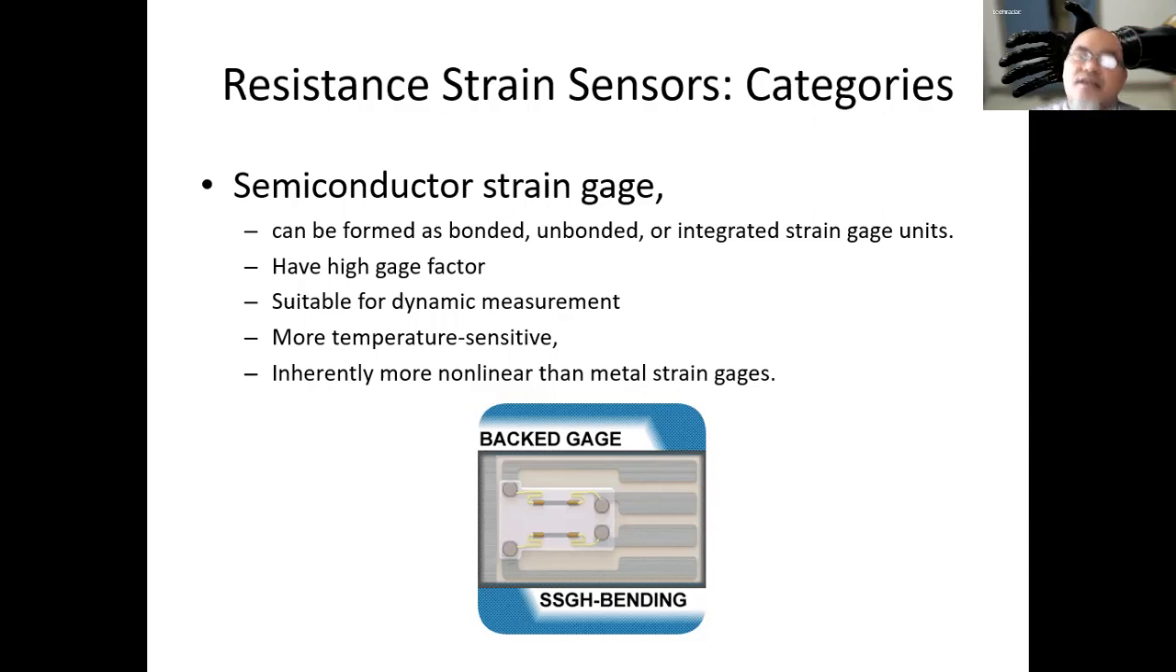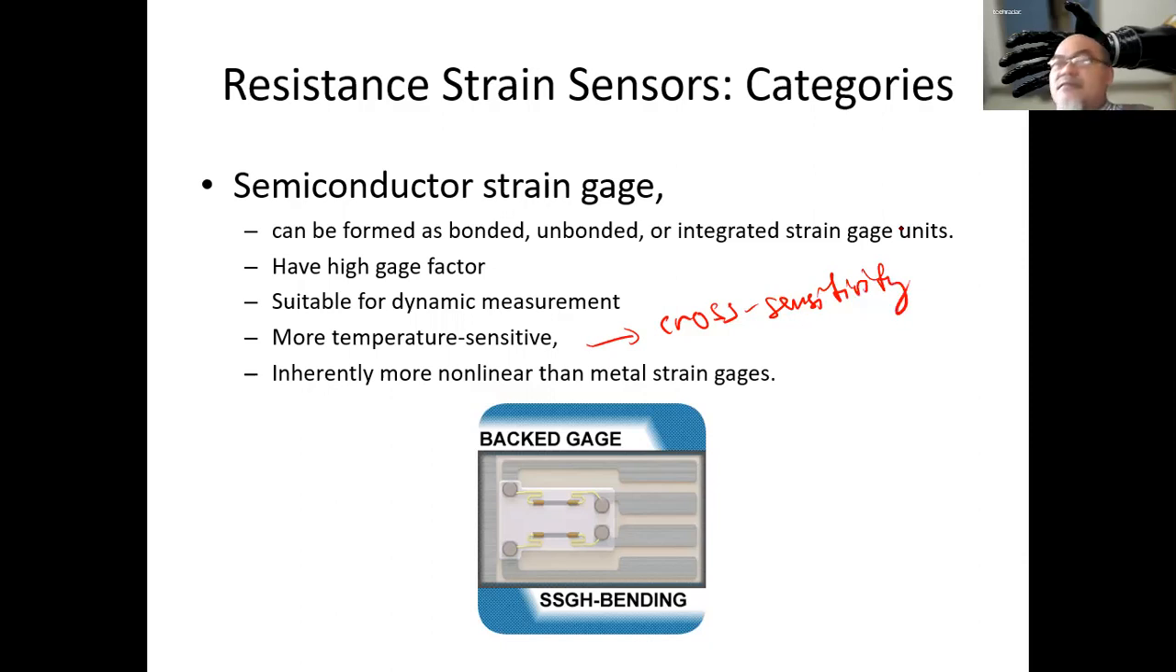And the semiconductor strain gauge is suitable for dynamic measurement. However, the drawback is that it is more temperature sensitive. It is also sensitive towards temperature. If a sensor has sensitivity towards several variables or parameters, we say that sensor has cross sensitivity. So this is cross sensitivity towards temperature.